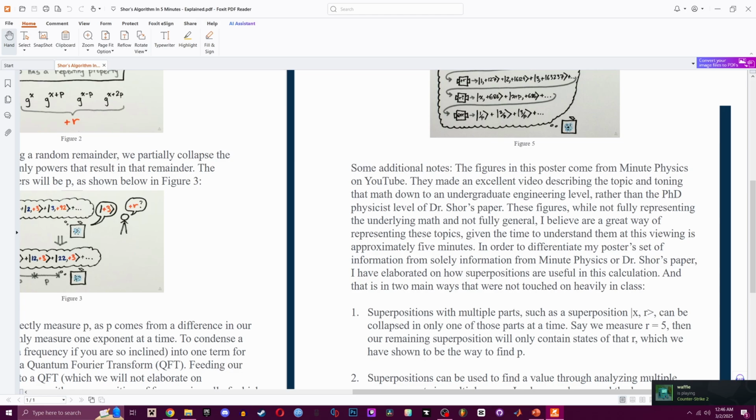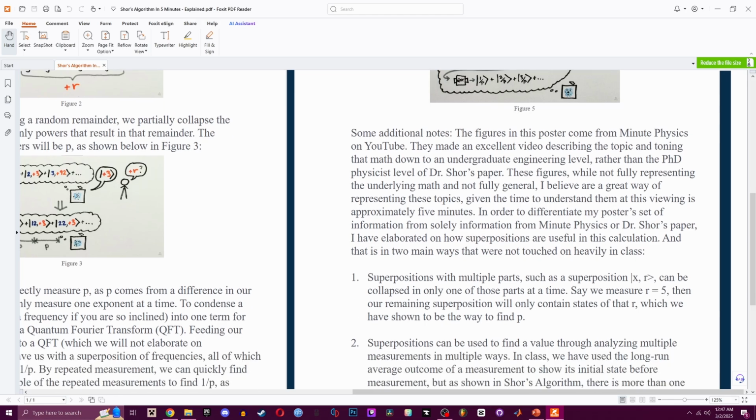So really quick, the figures from this presentation have come from the Minute Physics YouTube channel. Excellent YouTube channel. And they've made a very good video describing this and breaking the math down in a way that's much more accessible than Peter Shor's paper was. Bless his heart, but that man is a PhD level higher than that, I'm sure, quantum physicist, and it's very difficult to read some of these figures and equations in his paper. So having this broken down is very good.